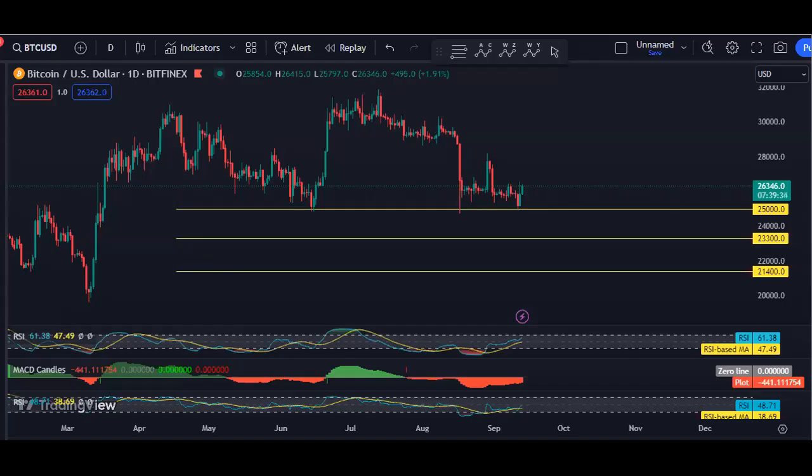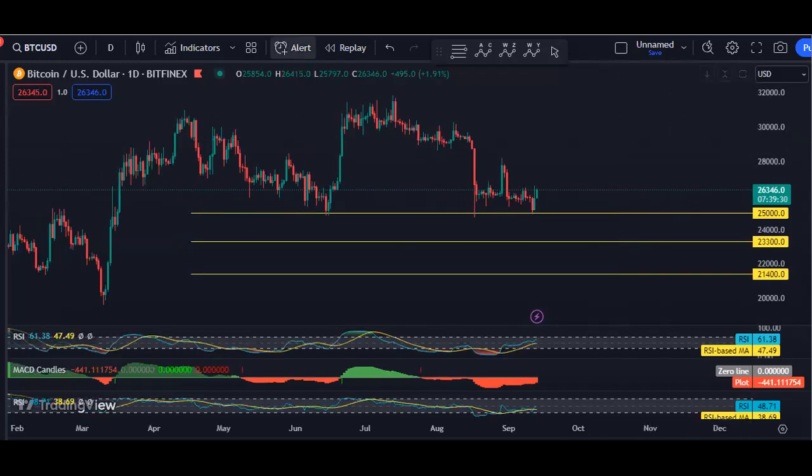Bitcoin, we start with the daily chart. I want to give a quick update. If you refer to my last analysis, we discussed the 25K. We mentioned it's a support, and we wanted to see whether the price can break or not. As we can see, the price tagged it and we see the reversal.